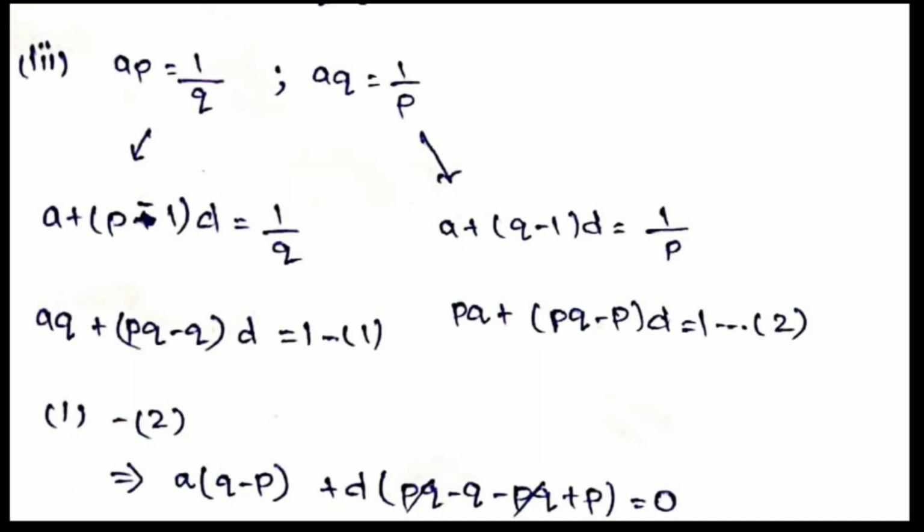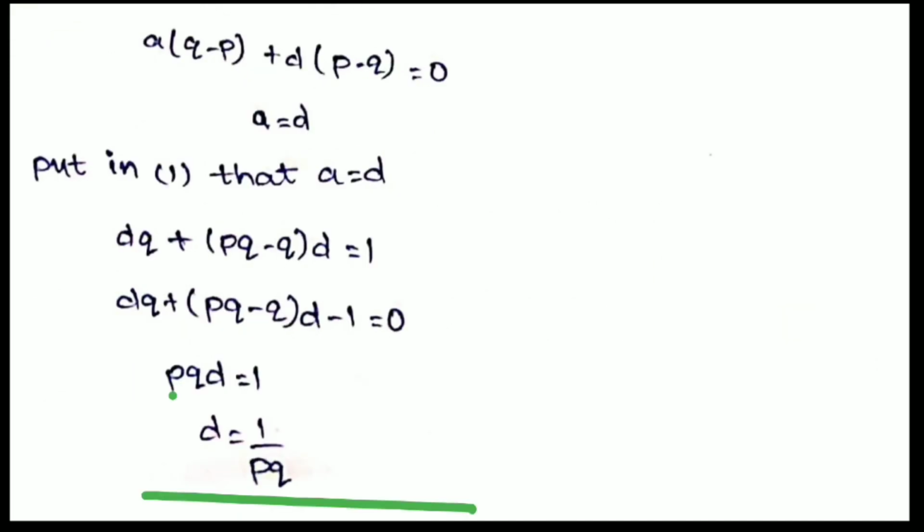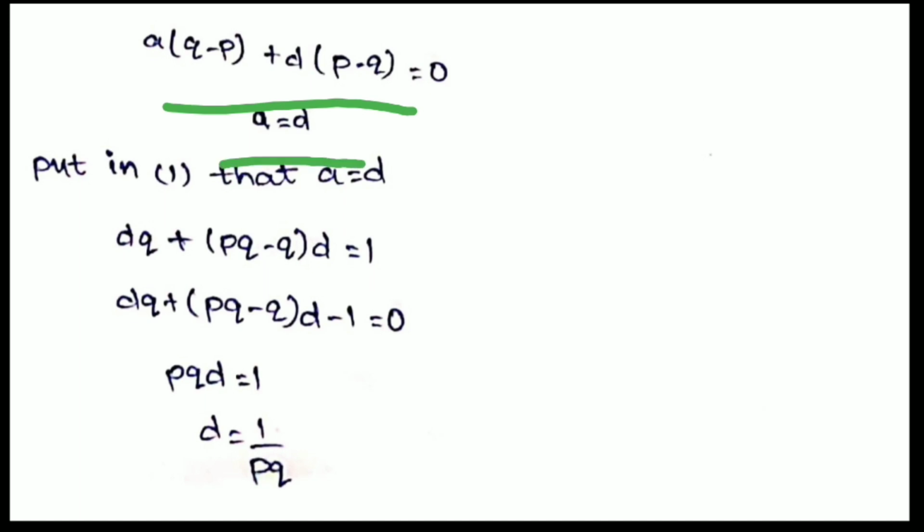Now the third one: AP equals 1 by Q and AQ equals 1 by P. A plus P minus 1 into D equals 1 by Q, and we write similarly for the second one and cross multiply. Now we take the difference of these two, that is we get A into Q minus P plus D into PQ minus Q minus PQ plus P, so that we equate to 0. A into Q minus P plus D into P minus Q, that is A equals D.